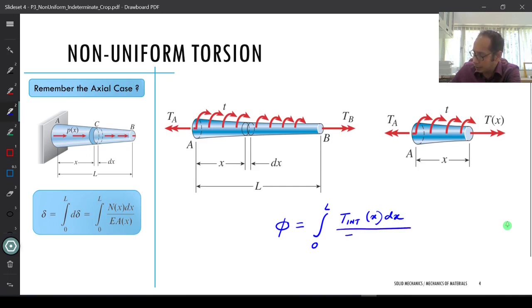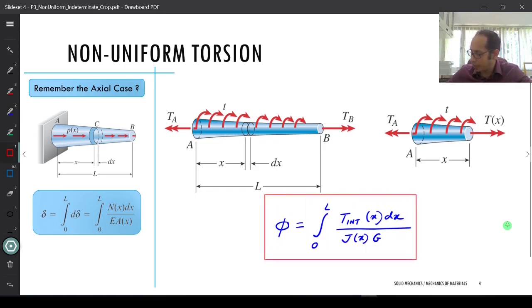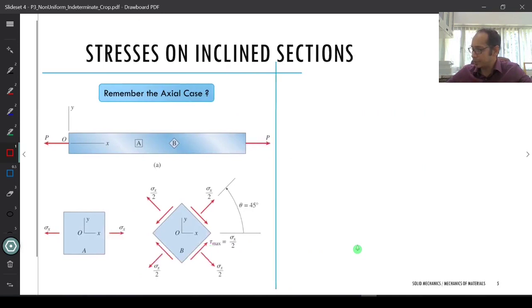T internal at x divided by, right, assuming it's made of the same material. So analogically again, very similar to what we had derived over here. Internal torque, length of dx, divided by the shear modulus times your polar moment of inertia. Okay, all right, so let's move ahead.